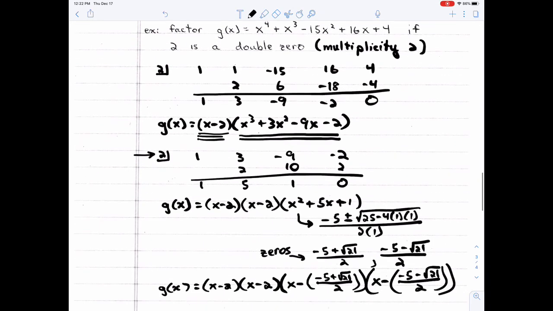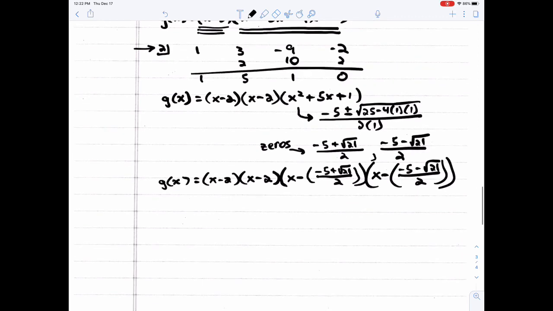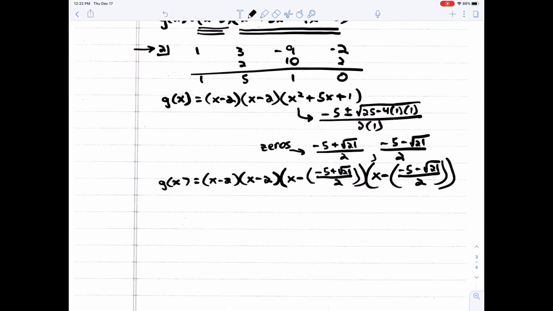It says factor it, okay? Now, what are the zeros? The zeros are 2, which is a double 0, multiplicity 2, -5 plus square root of 21 over 2, and -5 minus square root of 21 over 2. Those are the zeros. Factors are what you see written here. Okay, that's it.